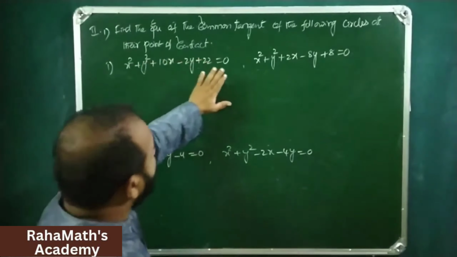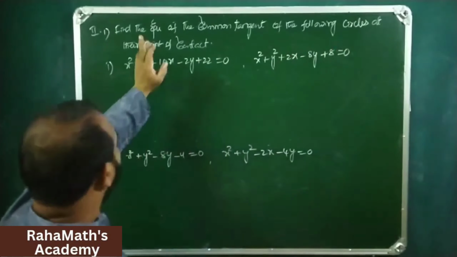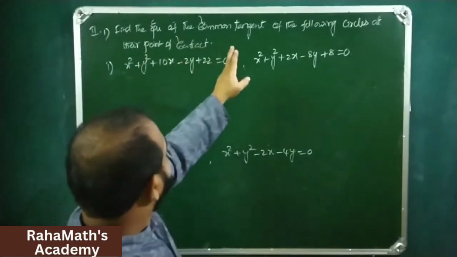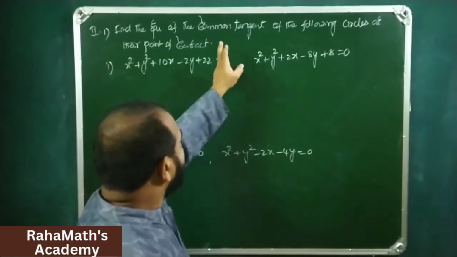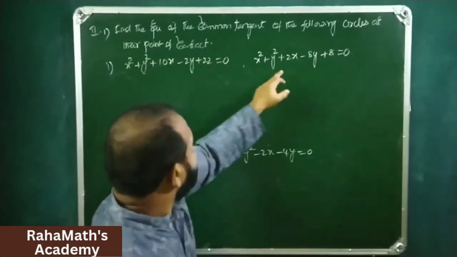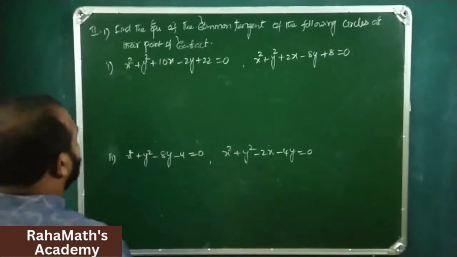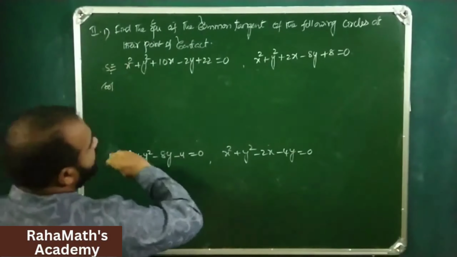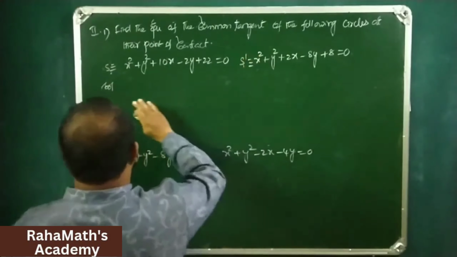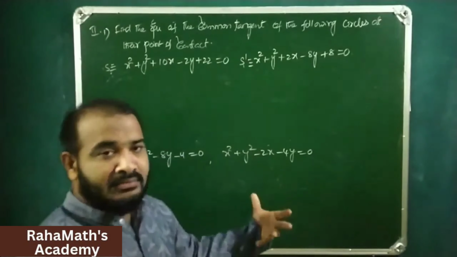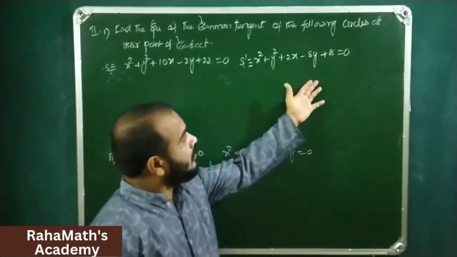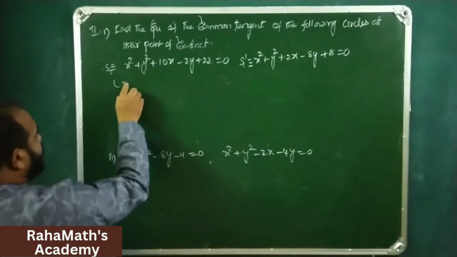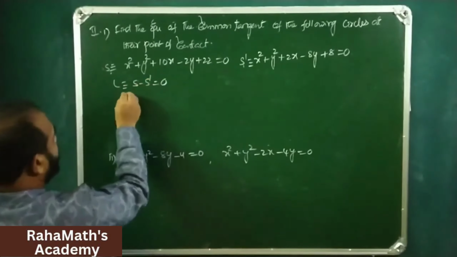Find the equation of the common tangent of the following circles at their point of contact. That means the radical axis is nothing but S minus S dash equals to 0. Let us take this to be S and this is S dash. The common tangent is nothing but the radical axis of two touching circles. So L is equals to S minus S dash equals to 0.